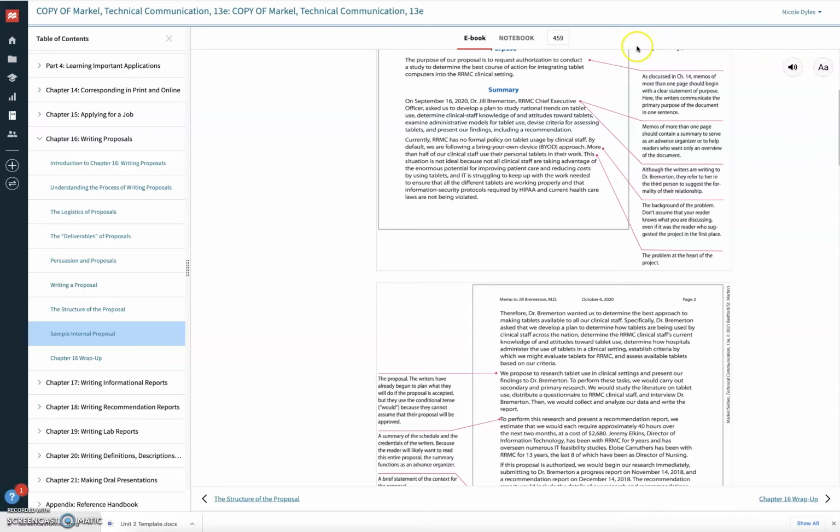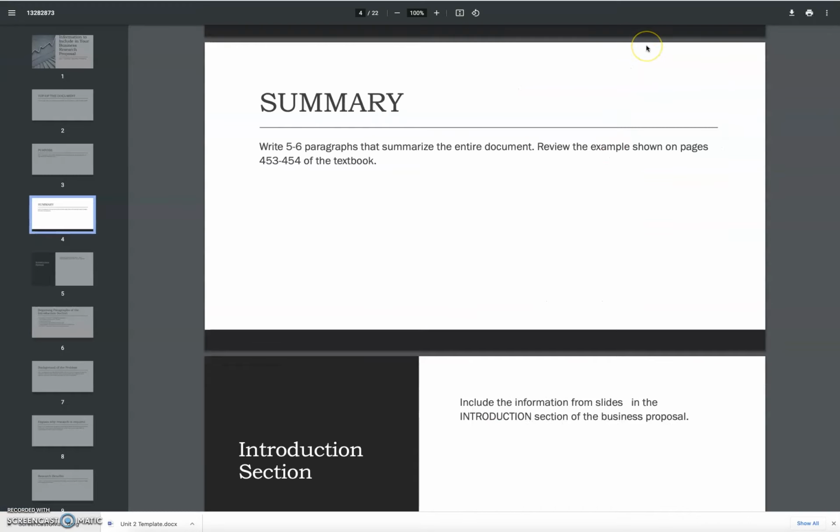So that's the answer to how long this document should be. I'm giving you general guidance. You may use less. You may use more paragraphs. Make sure the content is there. The questions are there. So that's my spiel about the summary and the document length.